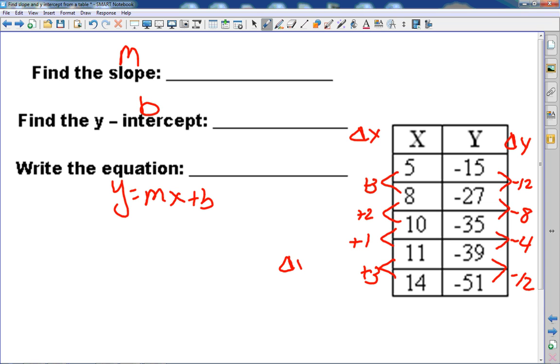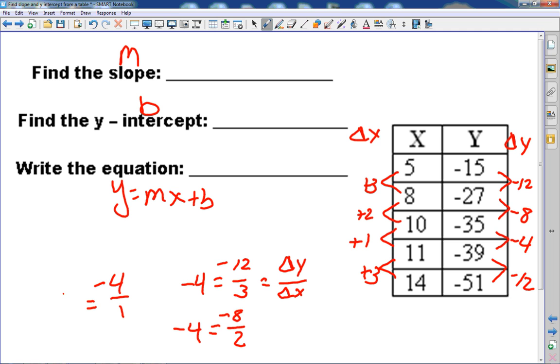I have delta y over delta x. I get -12 over 3, which is -4. I have -8 over 2. That's -4. Or -4 over 1, which is -4. So right here, these are the same. That means that they are linear. That is also my slope, which is -4.